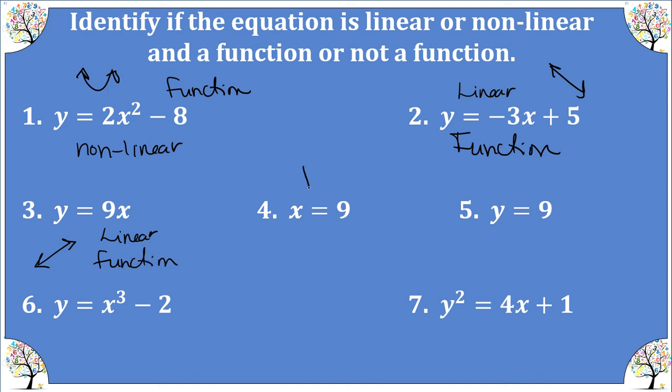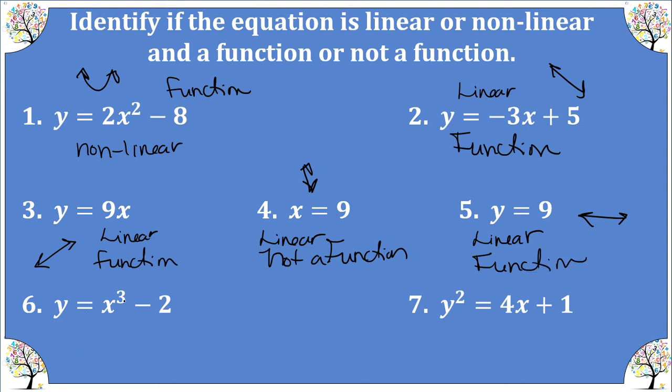Here's the graph that's the vertical line. When we just have x equals some number, this is the vertical line. It is linear, but it's not a function. Number 5 is the horizontal. This time we have y equals some number. We don't have the x in there. So this is the horizontal line. So yes, it's linear and it is a function.